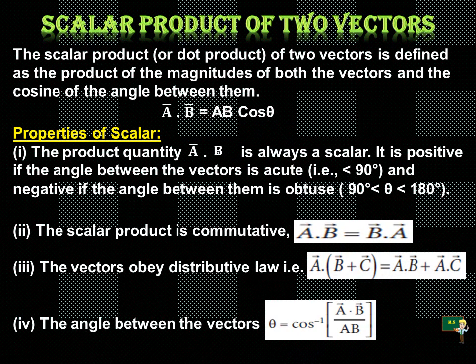The second point, the scalar product is commutative. A vector dot B vector is equal to B vector dot A vector. The vectors obey the distributive law. And what is meant by the distributive law? A vector dot (B plus C), the whole bracket, is equal to A vector dot B vector plus A vector dot C vector. The angle between the vectors theta is equal to cos inverse of A vector dot B vector divided by AB.